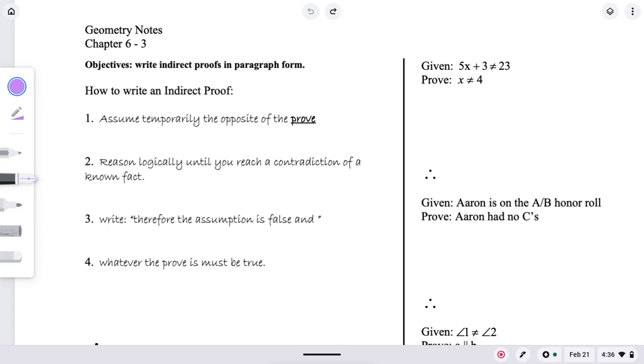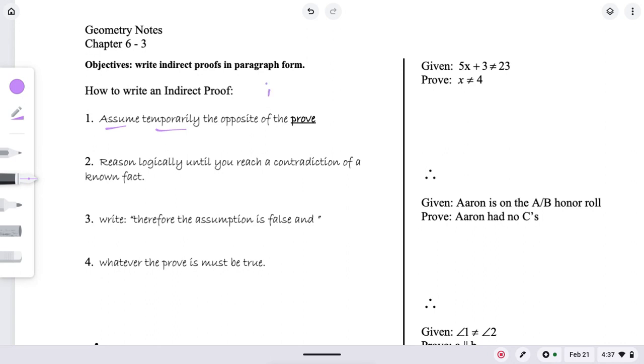So these steps here, 1 through 4, you need to fill those in your notes. I'm going to assume that maybe you'll pause to do that because I'm just going to start talking about those things and go with it, right? So the first thing you have to do is say, assume temporarily the opposite of whatever it is that we're trying to prove, right?